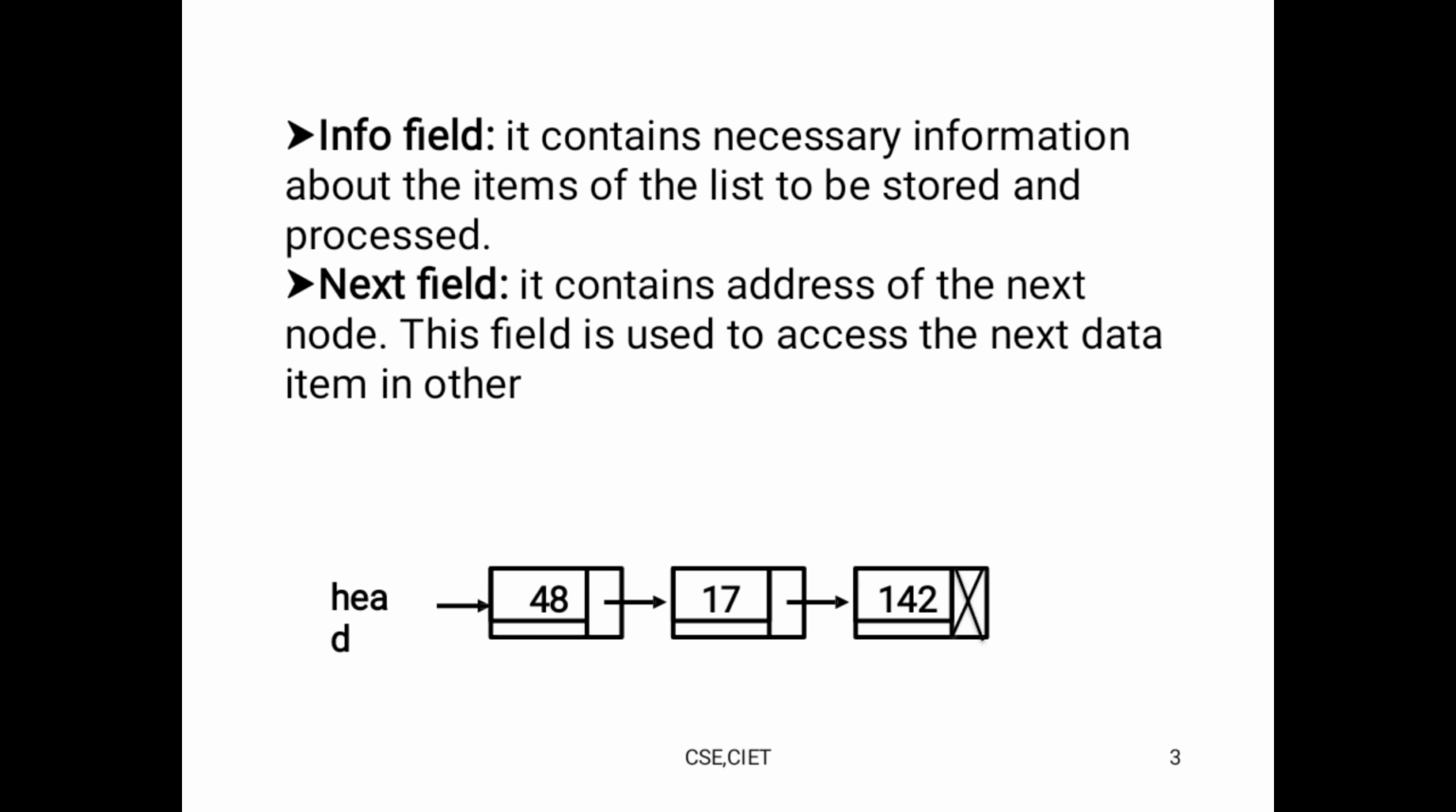48 element's next field. So for each and every node, it contains the information field and the next field. The information field contains the elements, and the next field is used to access the next data items. So what is the address of that next node? That information will be stored in the next field.